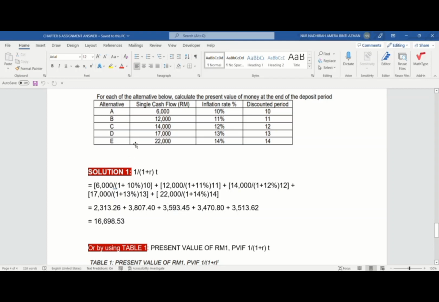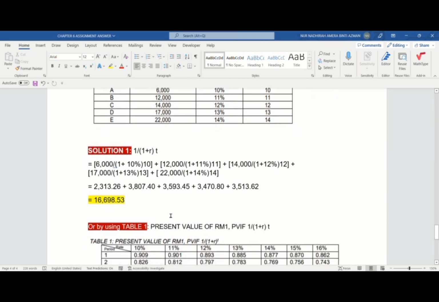Next is alternative D. The single cash flow is 17,000 divided by 1 plus 13% to the power of 13. And you will get 3,470 ringgit and 80 cents. And for the last alternative, alternative E, the single cash flow is 22,000 divided by 1 plus 14%, to the power of 14. Therefore, calculate all these values and you will get 16,698 ringgit and 53 cents.